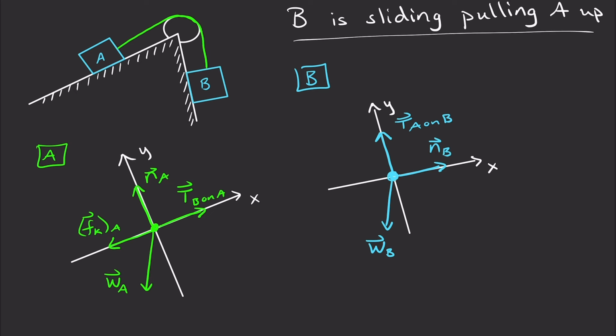But we also have another force up. If B is sliding down, then that means that there must be friction in the opposite direction. So friction is going to be up. Okay, and then again, we have one force that is A on B, one that is B on A. So these forces correspond to our action-reaction pair.